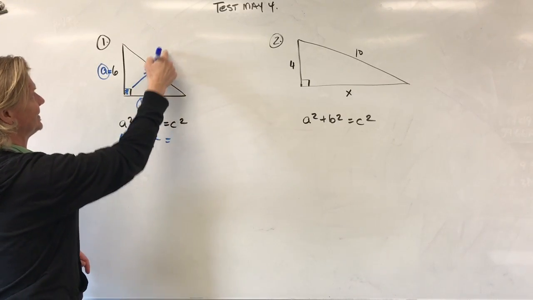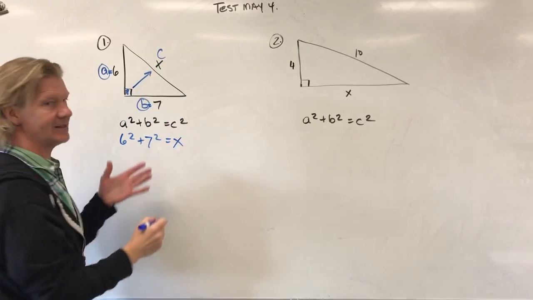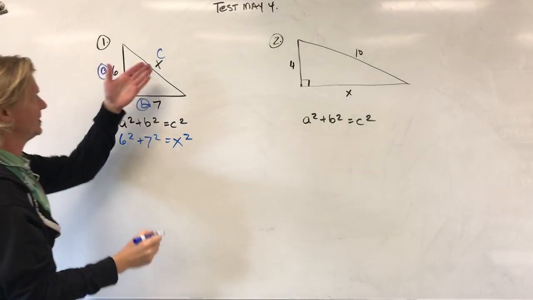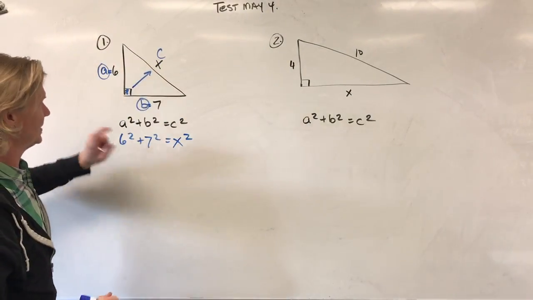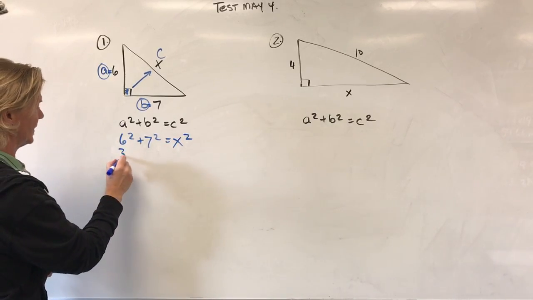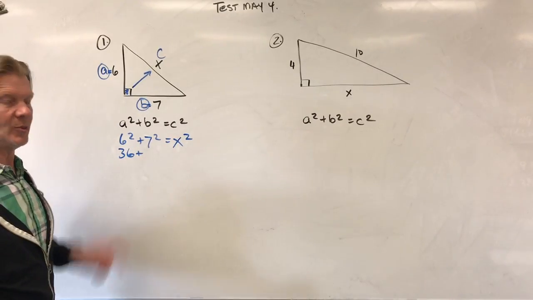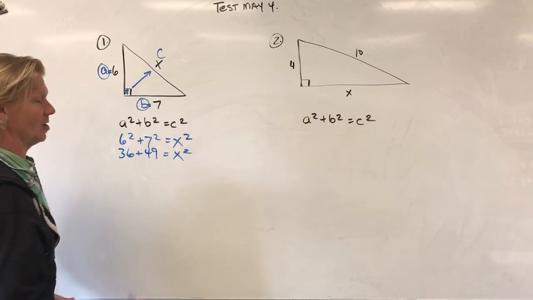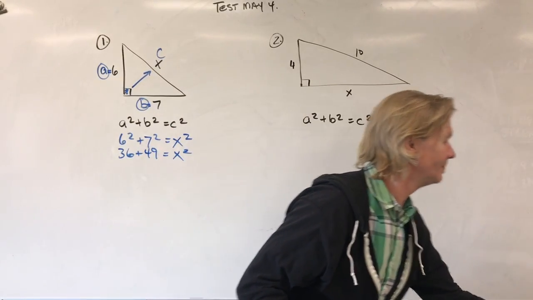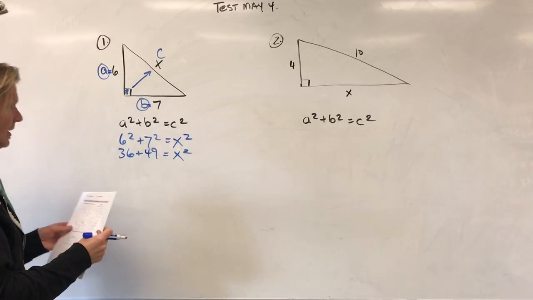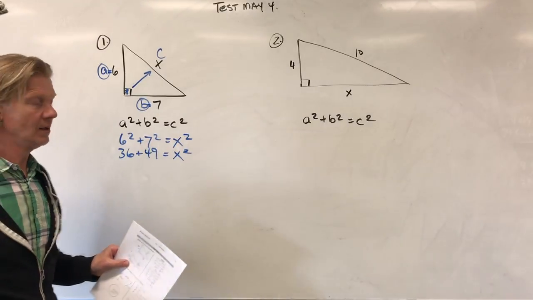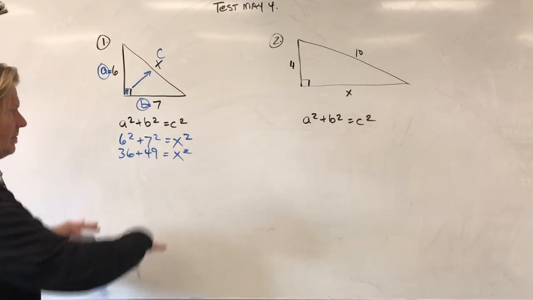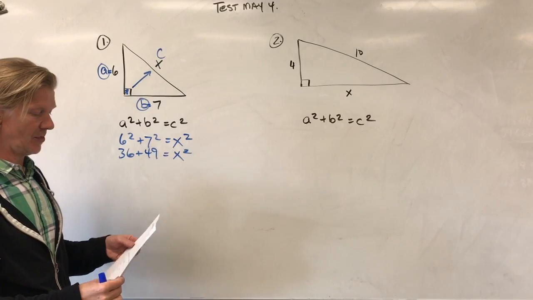And wherever I see a C, I'm going to write X. I could leave it as C, that would be fine too. But I'll change it to this triangle here. So 6 squared means 6 times 6, which is 36. 7 squared means 7 times 7, which is 49. And x squared means x times x, or just x squared. Now I already did this here, and I posted this online as well. But this is the how-to, not just the paper copy.